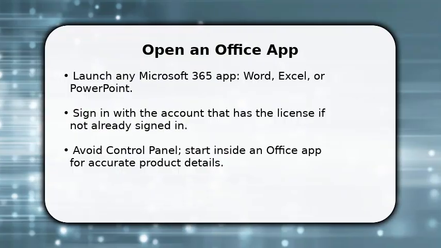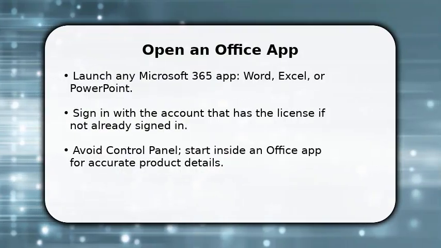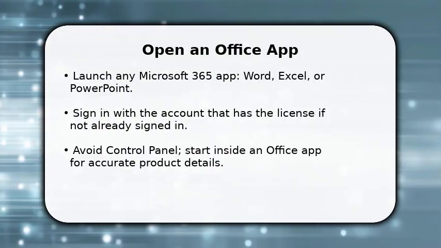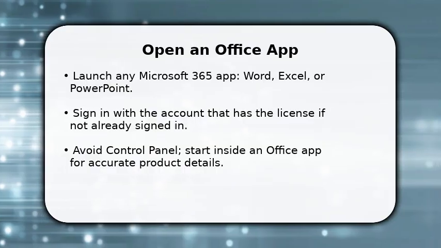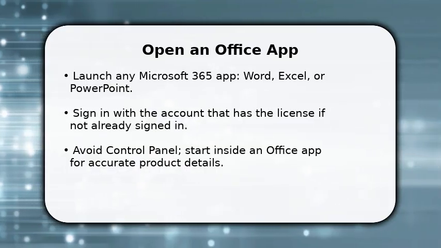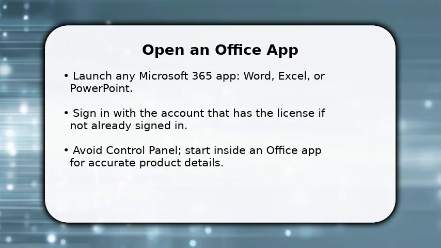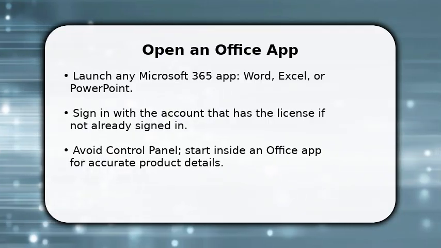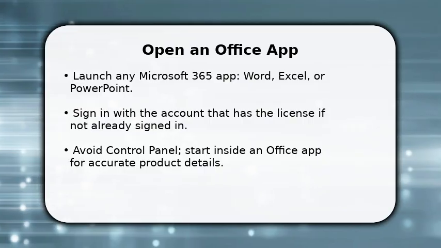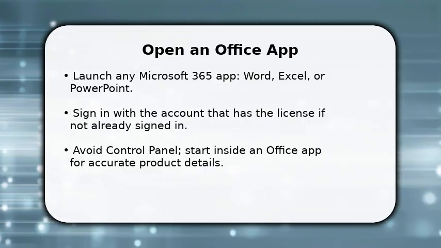You start inside an Office application because this is the only reliable way to read Microsoft 365 version details. Open Word or Excel now and sign in if prompted. Once the app is open, go directly to the File menu. This is where product and account metadata live.